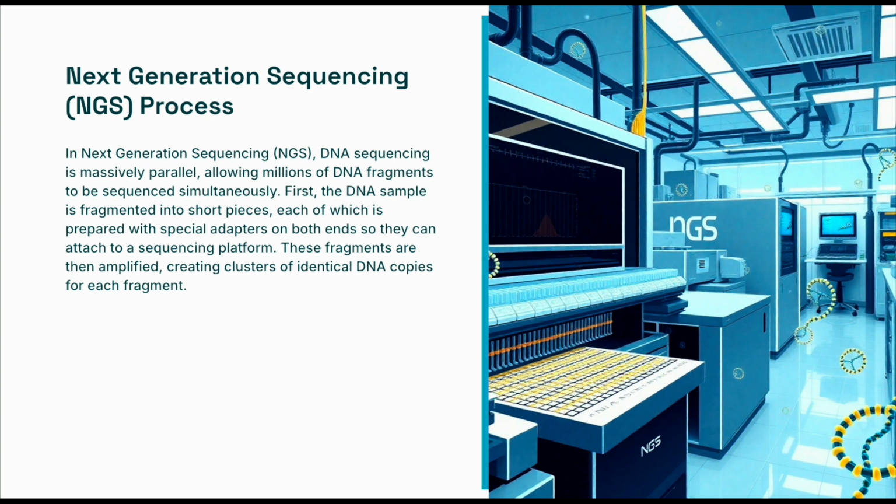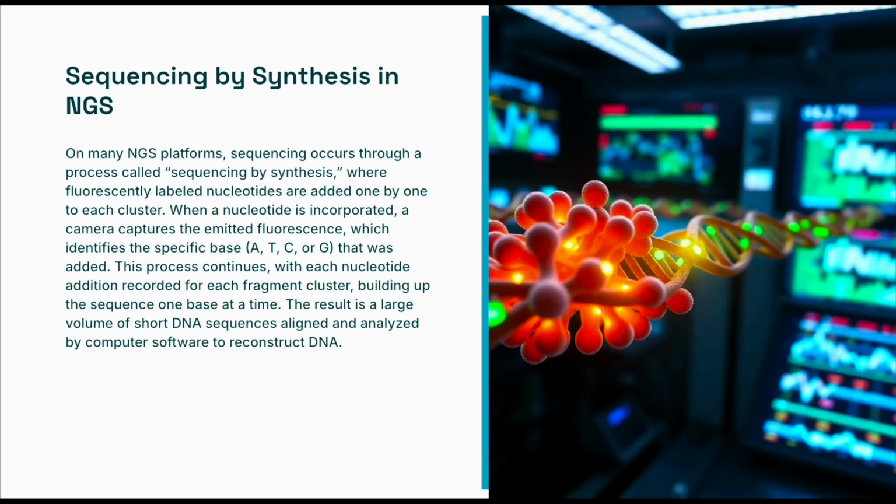On many NGS platforms, sequencing occurs through a process that we call sequencing by synthesis, where fluorescently labeled nucleotides are added one by one to each cluster. When a nucleotide is incorporated, a camera captures the emitted fluorescence, which identifies the specific base, A, T, C, or G, that was added. This process continues with each nucleotide addition recorded for each fragment cluster, building up the sequence one base at a time.